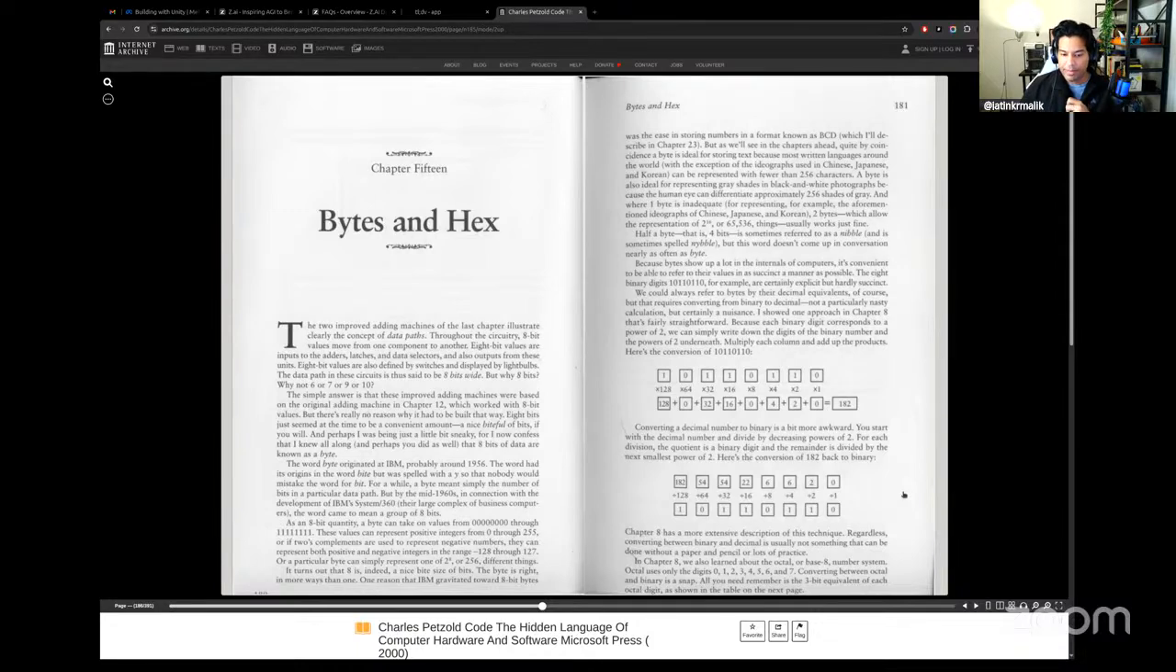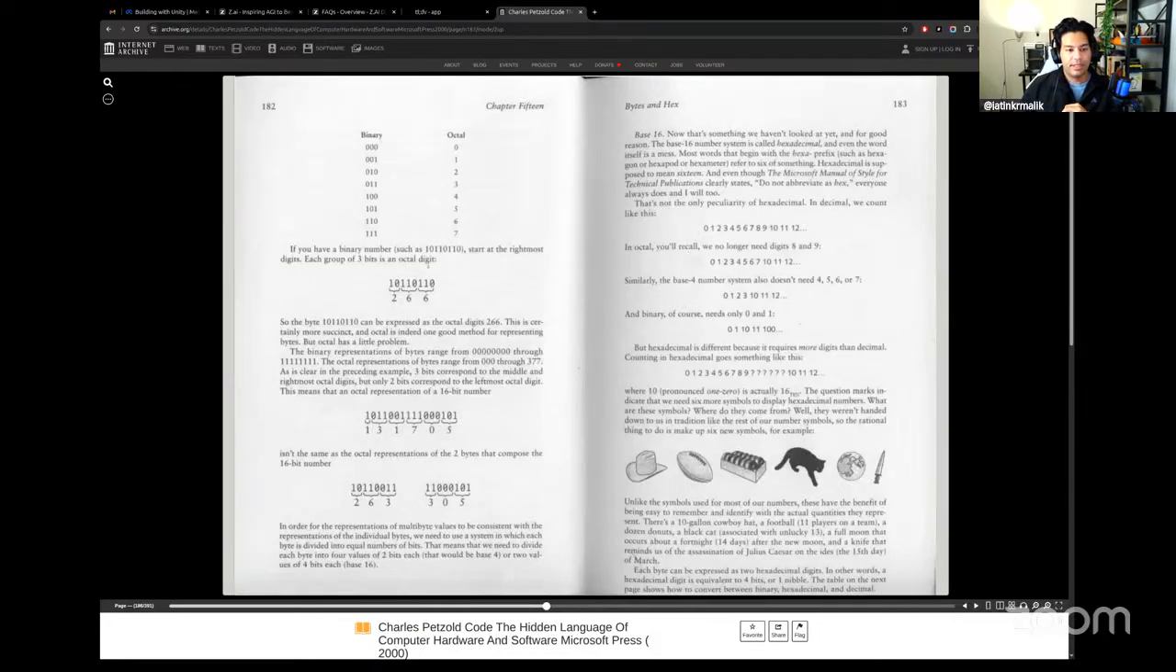Regardless, converting between binary and decimal is usually not something that can be done without paper and pencil or lots of practice. In chapter 8, we also learned about the octal, or base 8, number system, where we saw octal only uses digits from 0 to 7, and converting between octal and binary is a snap. All you need to remember is the 3-bit equivalent of each octal digit, as shown in the table on the next page, and if you remember this, then you can decode any binary number.